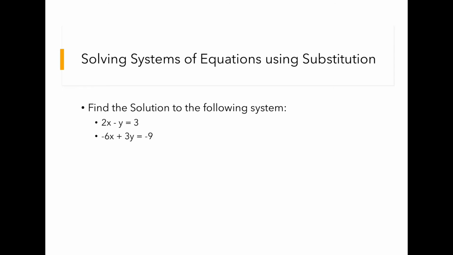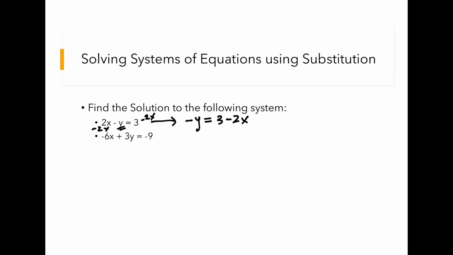Looking at one more example here, finding the solution to this system. So the one variable that's by itself that we can sort of isolate here is the y there. So I'm going to subtract 2x from both sides. So that gives me, notice that it's a -y. So -y is equal to 3 minus 2x.